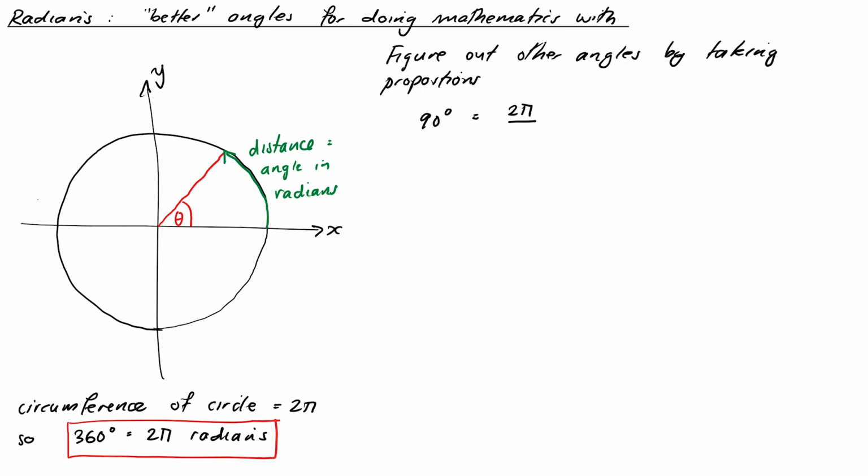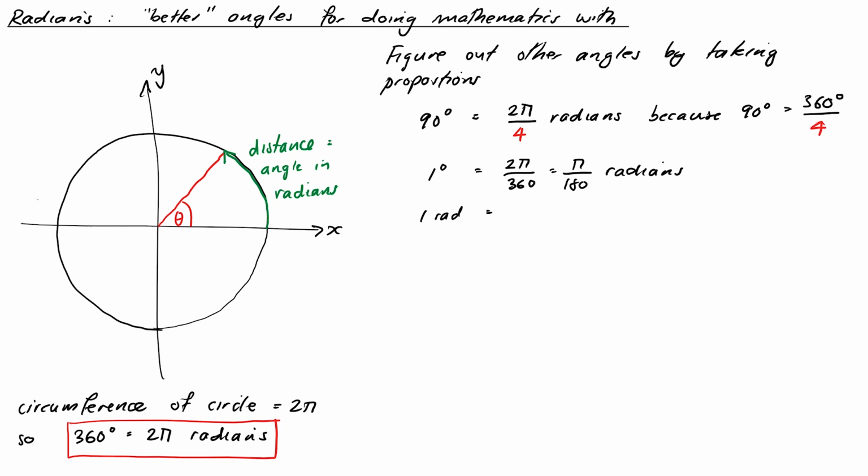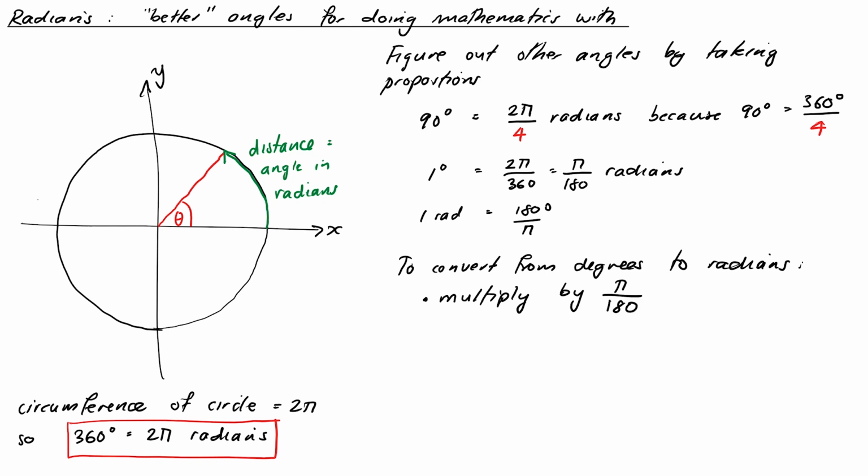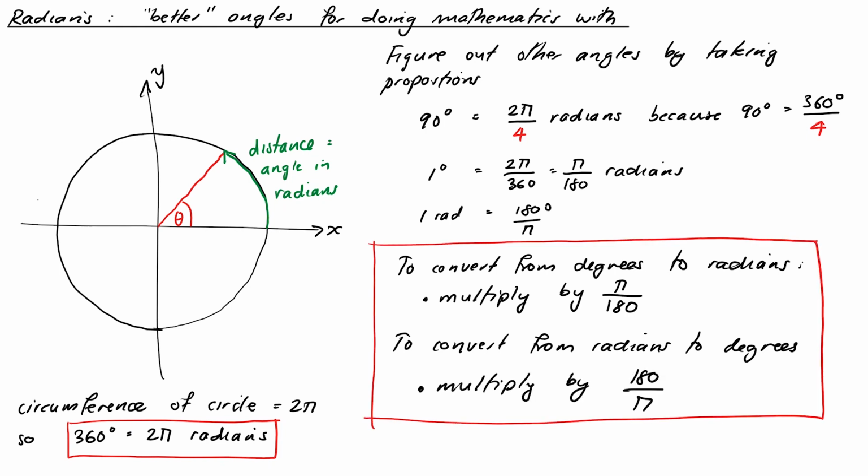So we can figure out other angles just by taking proportions. 90 degrees, well that must be 2 pi over 4 radians. That's because 90 degrees is 360 degrees over 4. This also means that 1 degree must be 2 pi over 360, which is the same as pi over 180 radians, and conversely that 1 radian has to be 180 degrees over pi. So to convert an angle from degrees to radians, all we have to do is multiply it by pi over 180. And likewise, if we want to convert an angle from radians to degrees, we would instead multiply it by 180 over pi.